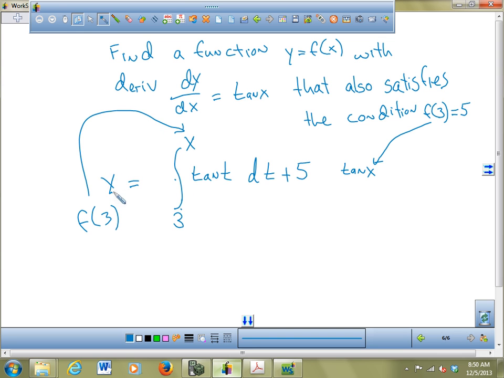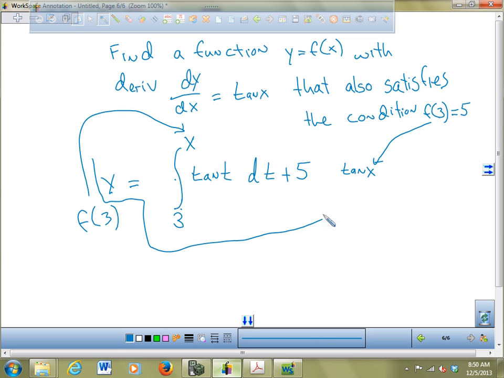So the integral from 3 to 3 is zero. The answer is just this right here, okay? You start at 3 because f of 3, this part would then turn to 0, right? And so f of 3 would be equal to 5, and its derivative would still be equal to tangent of x, you see? Yes, sir?